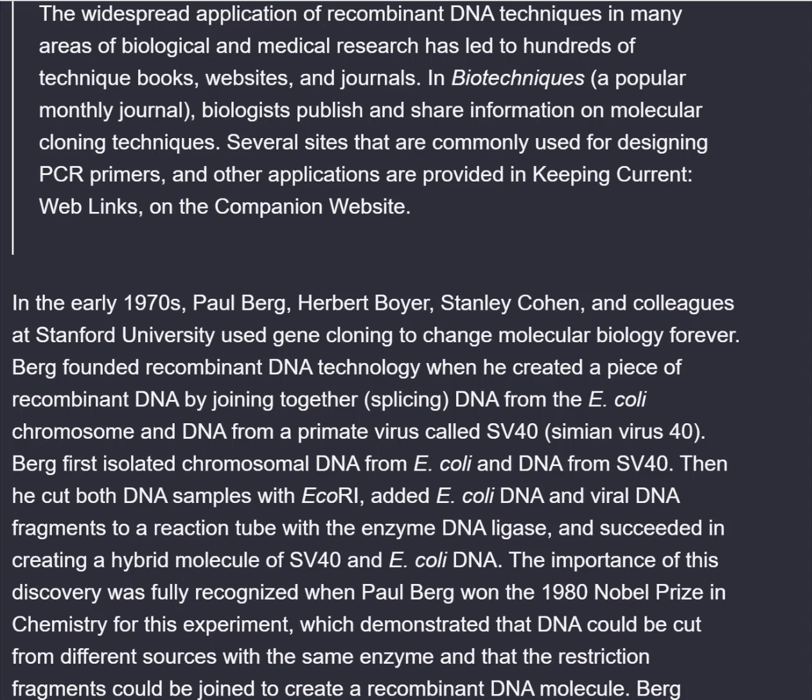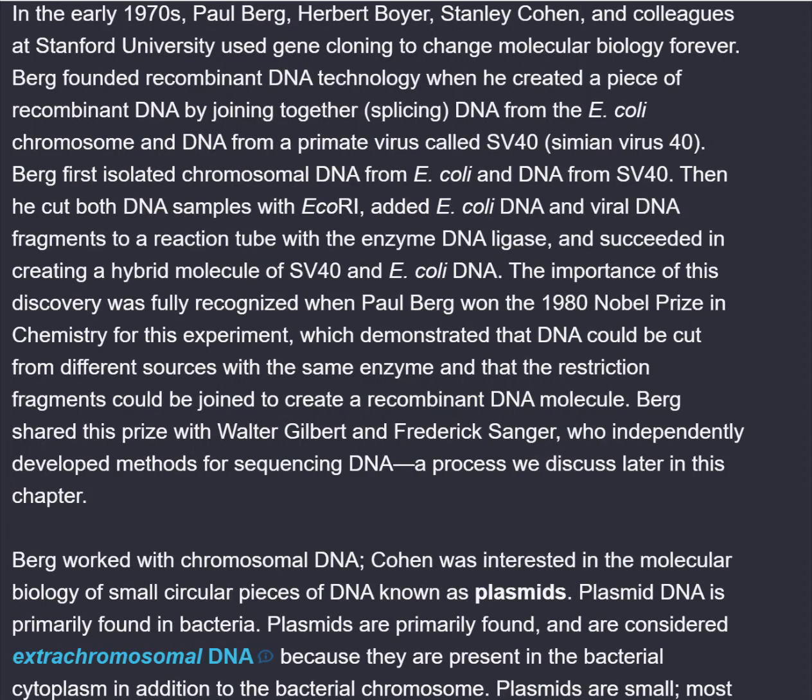In the early 1970s, Paul Berg, Herbert Boyer, Stanley Cohen, and colleagues at Stanford University used gene cloning to change molecular biology forever. Berg founded recombinant DNA technology when he created a piece of recombinant DNA by joining together, splicing, DNA from the E. coli chromosome and DNA from a primate virus called SV40, simian virus 40.